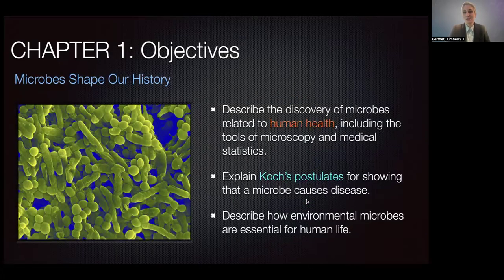Okay, so looking at the first section, we're going to see how microbes have shaped history throughout time. Microbes were first related to human health, so we saw implications in human health. We're going to see how Koch's postulates were able to actually bring together microorganisms and their impact on humans. And we'll also get into microbes within the environment and how that's important for human life.